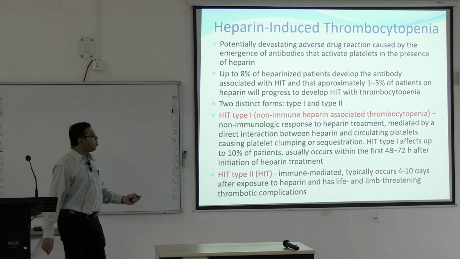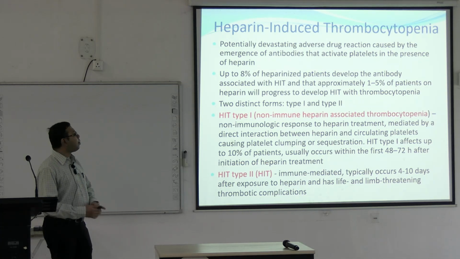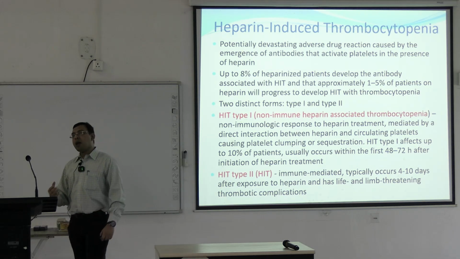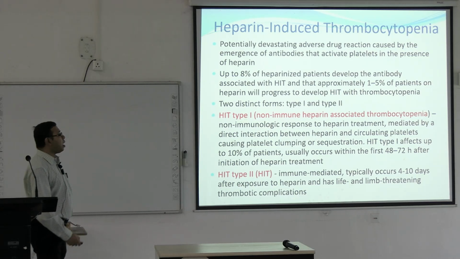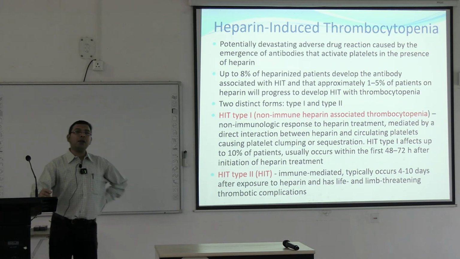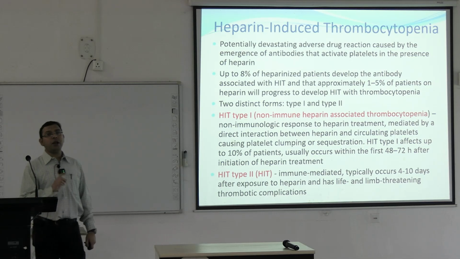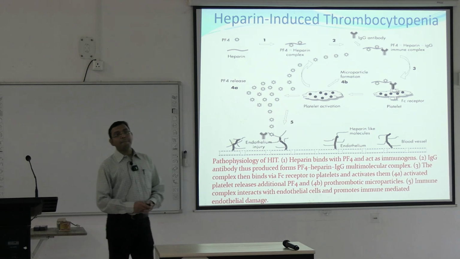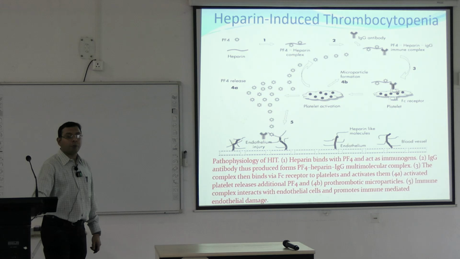This type 1 affects up to 10% of patients and usually occurs within the first 48 to 72 hours after initiation of heparin treatment. Type 2 is immune mediated, where an antibody is developed. It starts somewhat slowly, typically occurring 4 to 10 days after exposure to heparin, and has life and limb threatening thrombotic complications. So you can see that heparin is an anticoagulant, but in some cases there may be thrombotic complications also when heparin-induced thrombocytopenia develops. This is the mechanism of heparin-induced thrombocytopenia, particularly type 2, the devastating condition, which happens in 90% of patients.